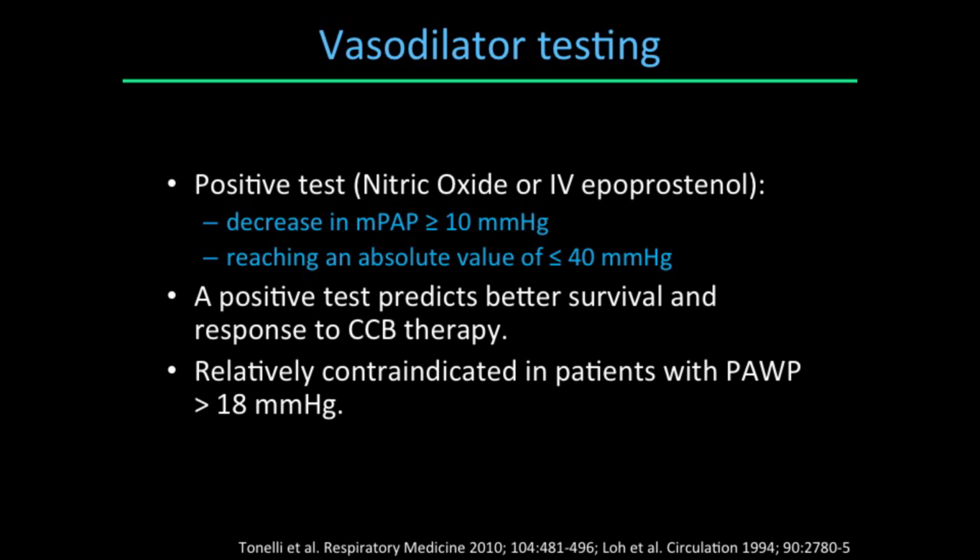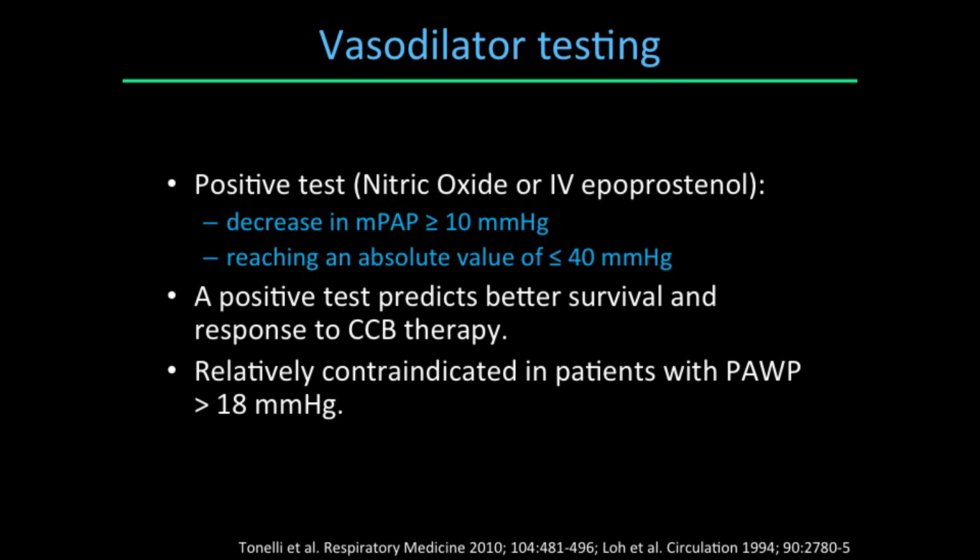And then other ways of assessing the circulation are, for example, vasodilator testing. You want to give the patient ideally nitric oxide, because if you only give it for 5 minutes, there are practically no side effects from it.